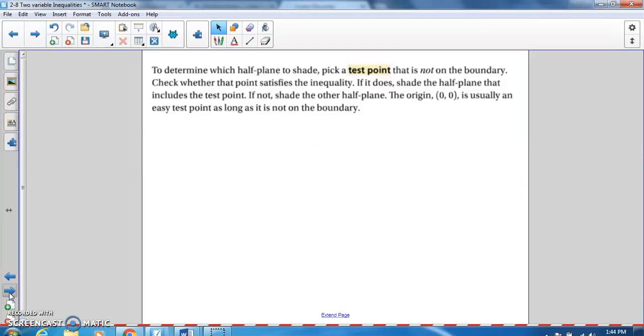In order to determine which half plane to shade, or which half plane will be our solution set, we need to pick a test point that is not on the boundary. So we're going to take a test point and check whether the test point satisfies the inequality. If the test point satisfies the inequality, then we're going to shade that half of the plane. And if it does not, then we would shade the other half of the plane. A good test point is the origin, (0, 0), and it's usually easy to plug in as long as it's not on the boundary line.